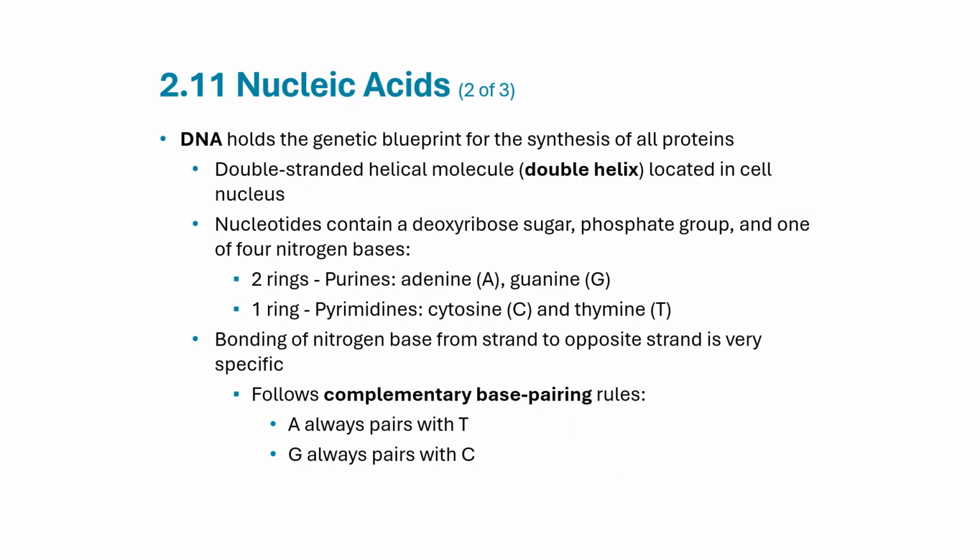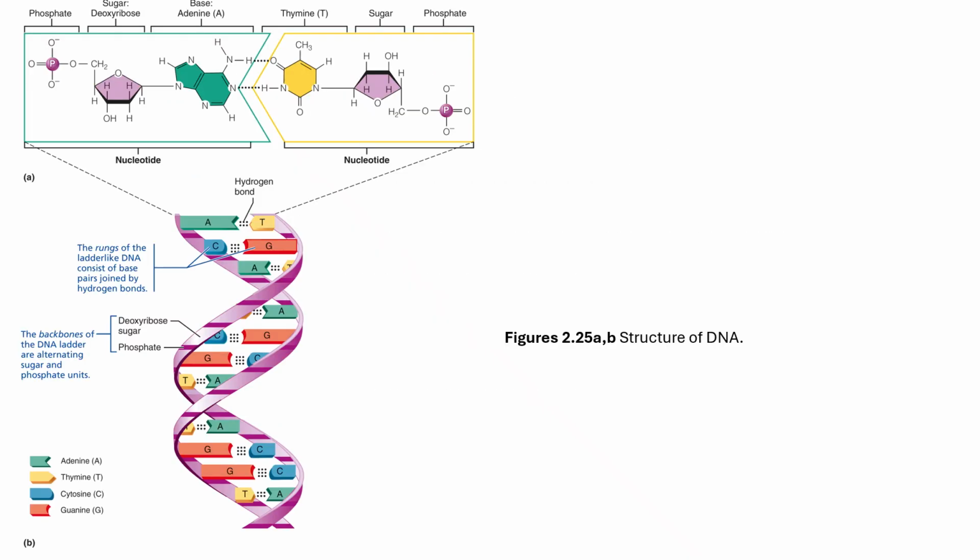So I'm sure back in high school you took biology and you hopefully remember that certain of these go together and certain of these do not go together. So remember that adenine and thymine go together and cytosine and guanine always go together. So bonding of the nitrogen bases from strand to opposite strand is very specific. So as we said here, we have complementary base pairs. A always pairs with T, and G always pairs with C. And we're going to see that in a picture here.